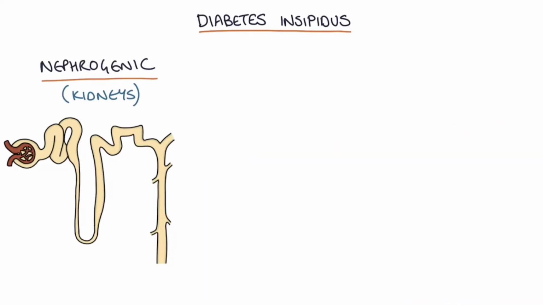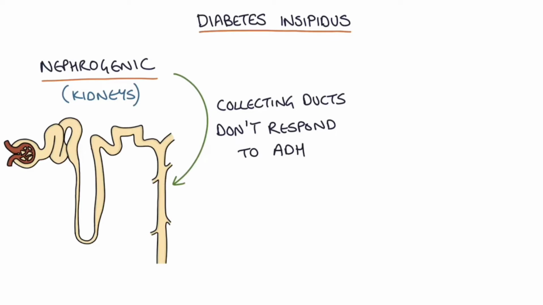Firstly, let's talk about nephrogenic diabetes insipidus, and this is where the collecting ducts of the kidneys don't respond to the ADH that's in the bloodstream. And this can be caused by a number of different factors. One of the key causes is drugs, particularly a medication called lithium that's used in bipolar affective disorder.